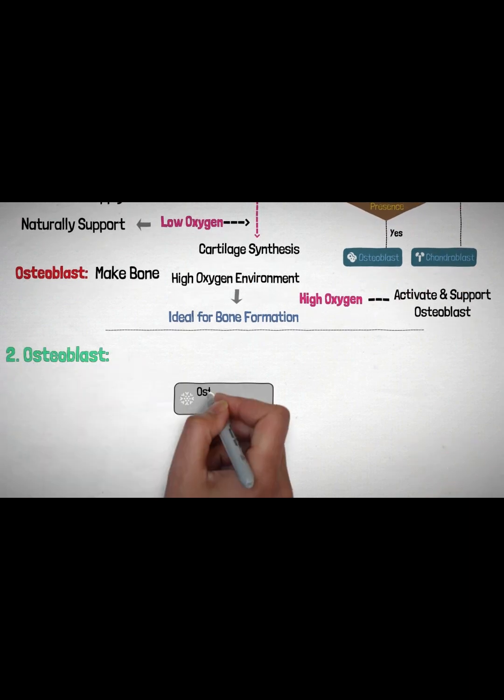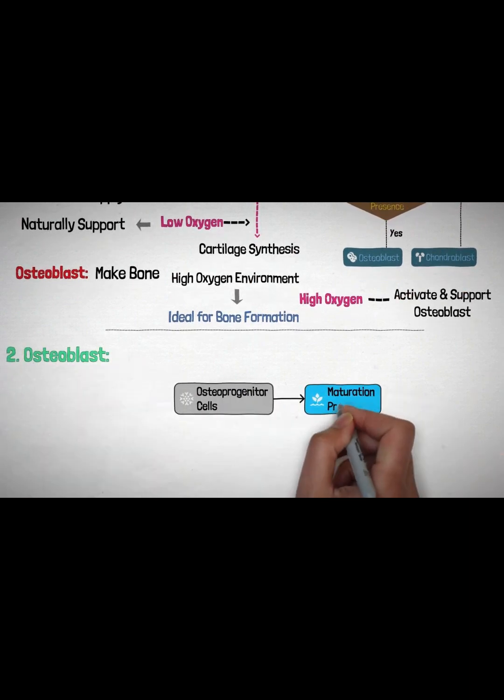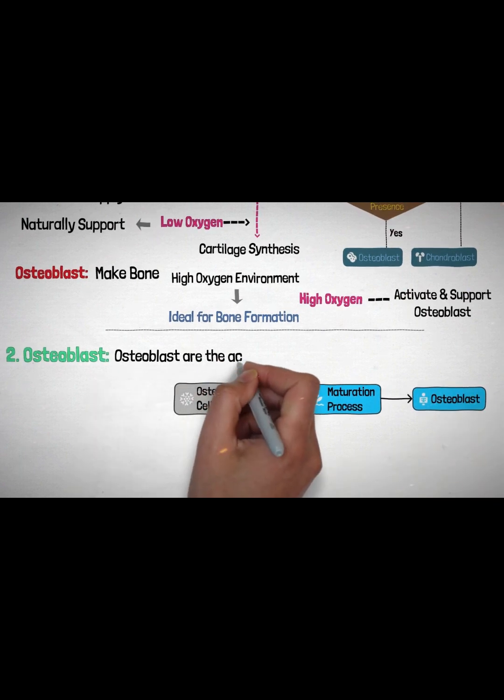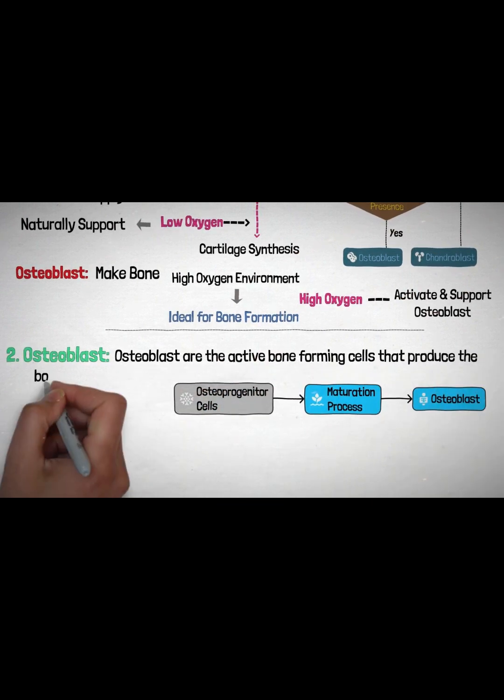Osteoblasts are active bone-forming cells. These cells produce the bone matrix. They are the cells that form bone. In other words, they are the factories of bone that create new bone matrix.